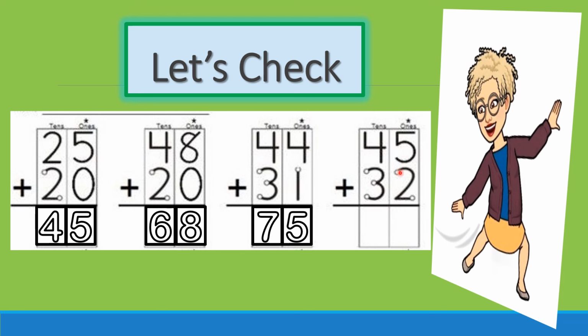5, 6, 7. And now the tens. 4, 5, 6, 7. That means then 45 plus 32 equals 77. Did you get them right? I sure hope so.